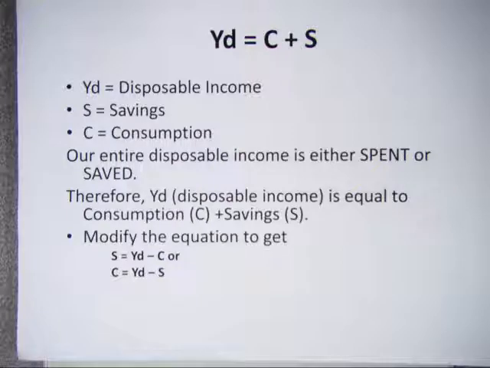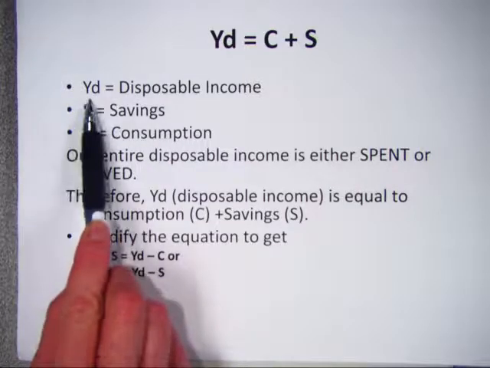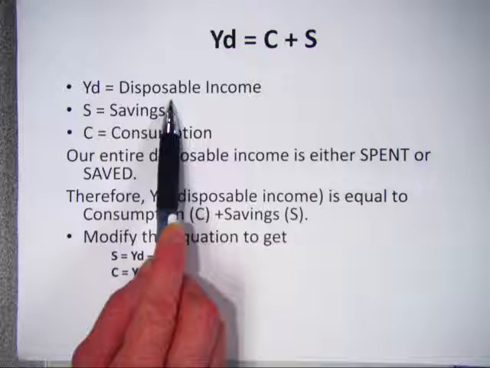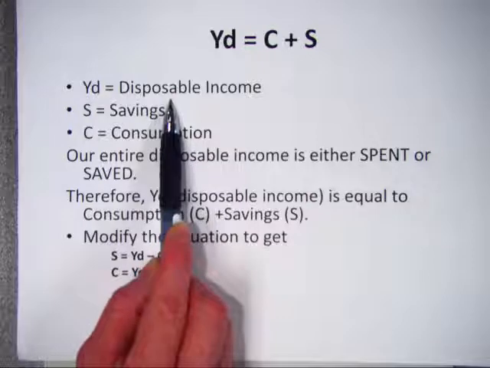First of all, let's just introduce you to a few more abbreviations or variables that we're going to be focusing on. YD is an abbreviation for disposable income. Disposable income you calculated in Chapter 5.